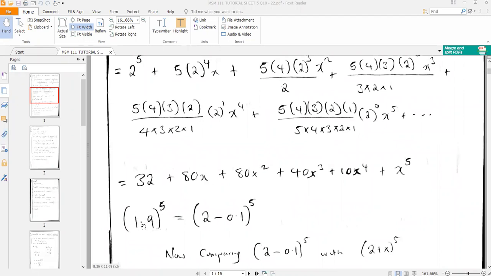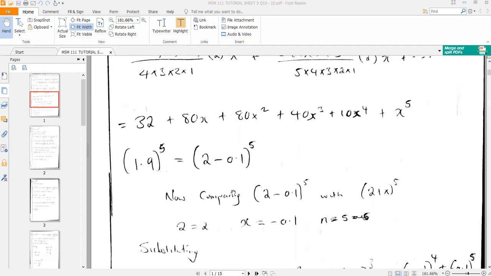Now 1.9 can be written in the form (2 minus 0.1) to the power 5. Then when you compare (2 minus 0.1) to the power 5 with (2 plus x) to the power 5, that simply tells you that our 2 is equal to 2. Then x here is equal to negative 0.1. Then our n is equal to 5, so n is 5 and the one there is also 5.